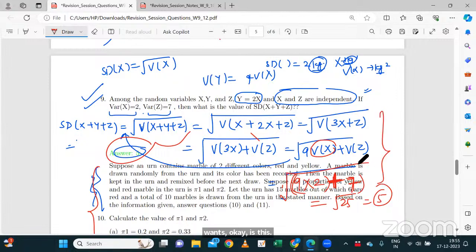Yes, sir, it's clear. But how about the 3X? Sir, can we say the variance of Y equals 4 times the variance of X? Yes, you can, but you can't write the standard deviation of... Sir, I explained wrong. You can't write the variance of X plus the variance of Y plus the variance of Z, because X and Y are dependent. Only the information about X and Z being independent is given, not about Y. Now clear?